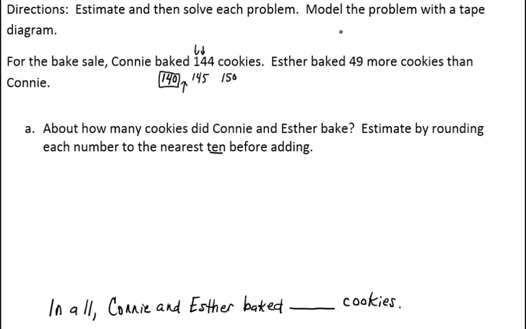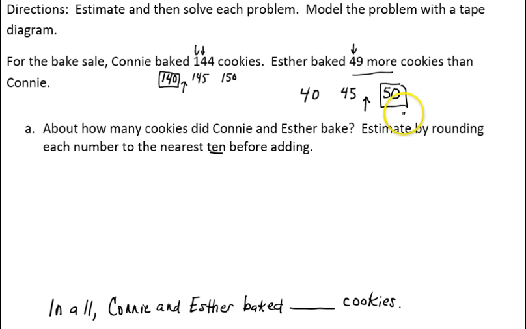Now let's look at what it says about Esther. We don't know how many cookies Esther baked, but we do know she baked 49 more cookies than Connie, and we'll round that 49 to the nearest 10 as well. Well, 49 has 4 sets of 10, which is 40. That would be my smaller answer choice. Another group of 10 would be 50, so that would be the larger choice. The midpoint is 45. 49 falls after the midpoint, so we will round that amount to 50.